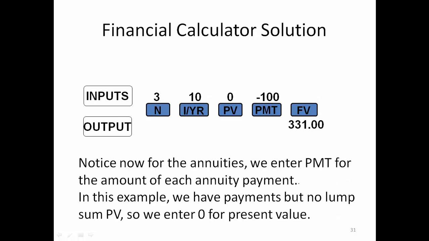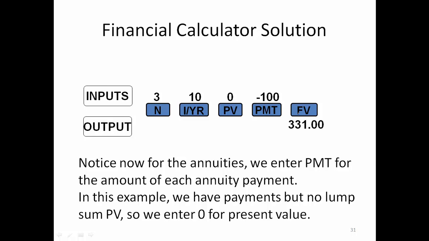If we use the financial calculator, we are still looking at these 5 buttons. We tell the calculator 3 as N, 10% interest rate, so 10 as I/Y, and now we use 100 as payment because we have 3 payments, each payment being 100, and then we put 0 as PV and we compute for the future value. So we have 3 payments, each being $100, but other than that we do not have any lump sum present value at the beginning, so we enter 0 for the present value to calculate the future value of this 3-year annuity.